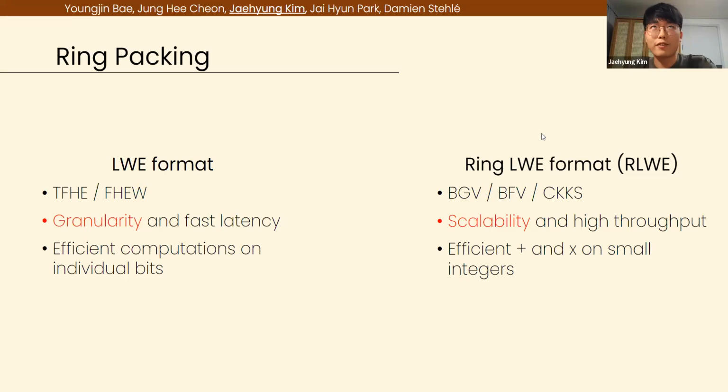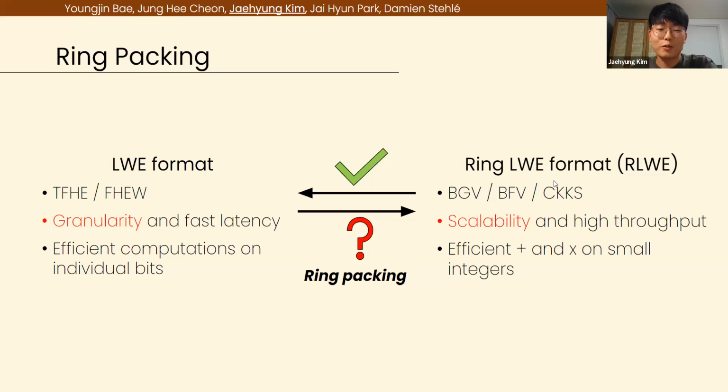So I discussed the advantages and disadvantages. The natural question is whether there exists an efficient conversion from one to the other. From ring LWE to LWE, the answer is relatively simple. If you have a ring LWE ciphertext, you can simply interpret it as a bunch of LWE ciphertexts without any modifications. So this is easy. The other direction, from LWE format to ring LWE format, is, however, difficult, and it is called ring packing, which is the main focus of my presentation.